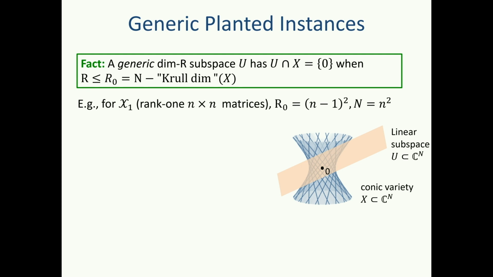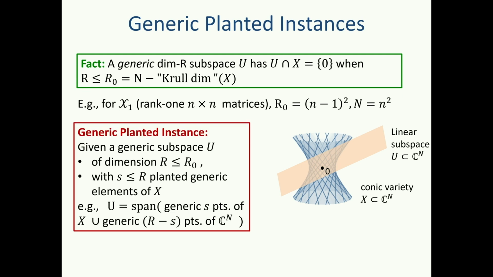So what's a natural way to think about a planted version of this question? Well, you just think of a generic r-dimensional subspace where s of them are chosen generically from inside the variety. So think of a subspace that is spanned by s elements that are chosen generically from the variety, and the remaining r minus s chosen from the whole space. This is a very natural way of thinking about a generic planted instance of the problem. And here there are exactly s planted elements of the variety inside the subspace.